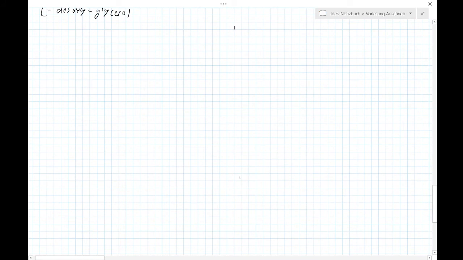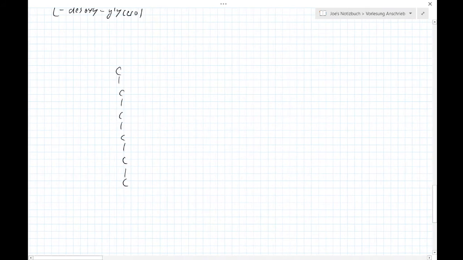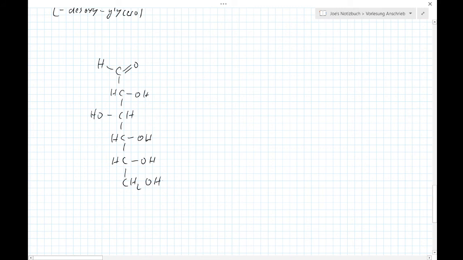We start with glucose. For glucose, of course, the first thing is, if you want to write it in the Fischer projection, you have to distribute your hydroxyl groups at the correct positions. So this is glucose, and of course here I have an aldehyde group, and I shouldn't forget the hydrogens, and here I have a hydroxyl group.